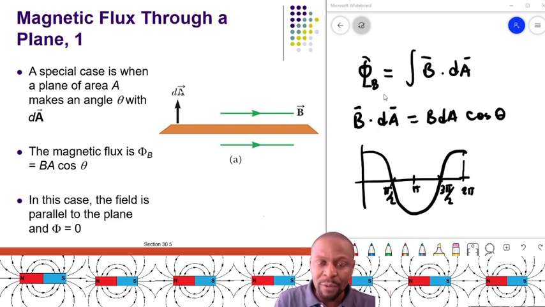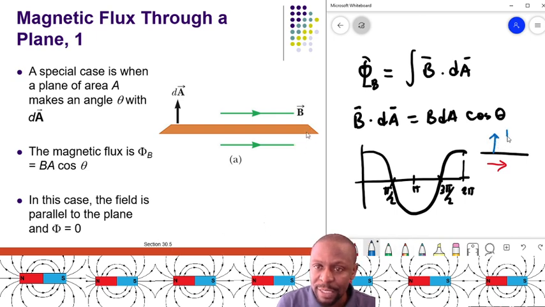Now, look here. If B is parallel to the plane, it means that it is perpendicular to dA. Therefore, in that case, the magnetic flux is just zero. This is my plane, and I also have the magnetic field in that direction. But what is the vector dA? The vector dA is the vector going this way. This was my B field. The angle between B and dA is 90 degrees at that point. Therefore, this is just going to give us zero.